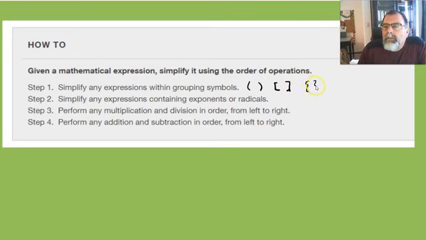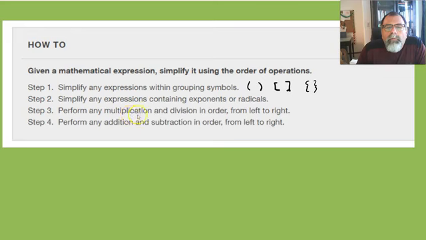Braces, right? Absolute value. I'm not going to write that down. The division bar, fraction bar, it separates into a numerator and denominator. So it groups it into those 2 things. Then your second step, simplify expressions containing exponents or radicals. So radicals, we'll talk about that later too. Radicals can be thought of as an exponent, as a fraction exponent or a rational exponent.